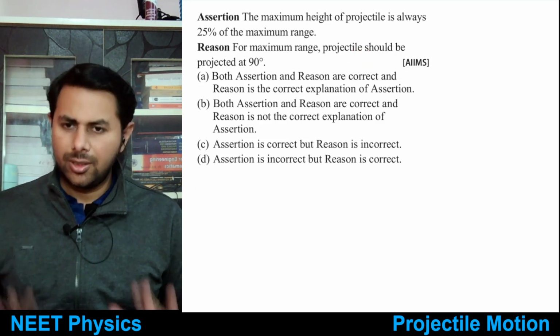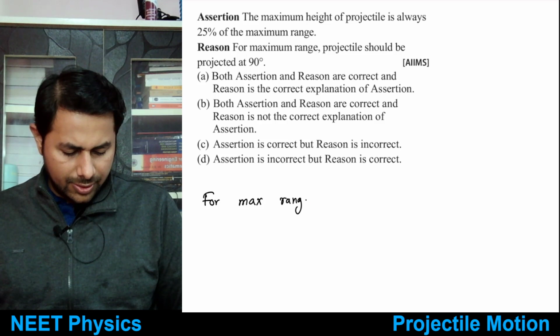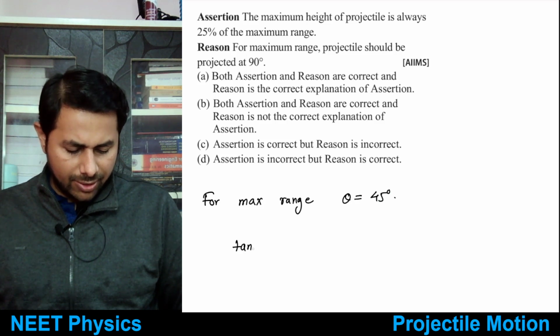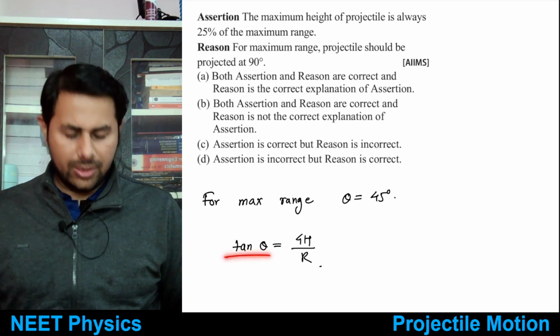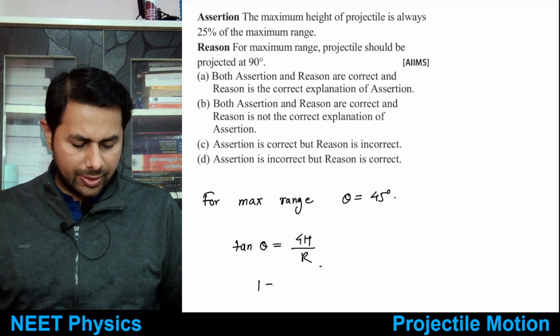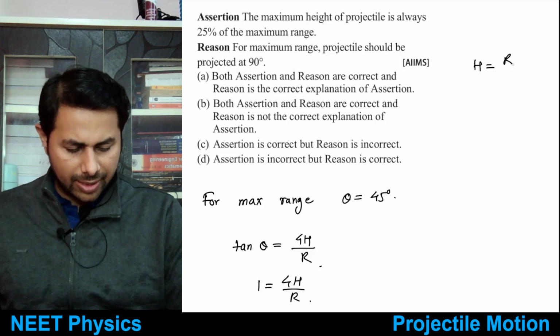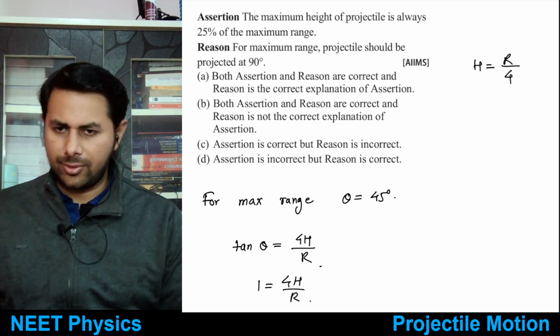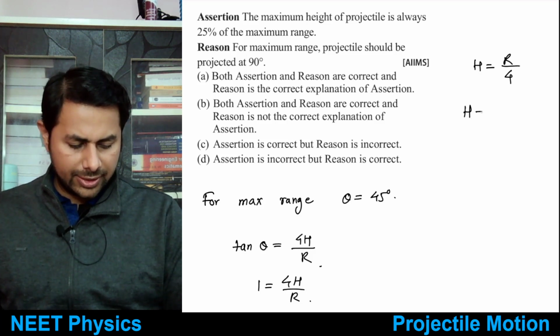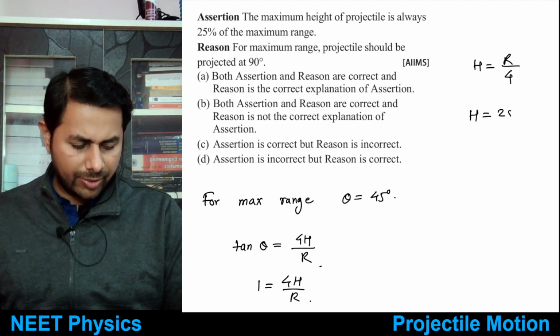So you know, for maximum range, theta is equal to what? 45 degrees. If we take that, then we know tan of theta is equal to 4h by r. And if you put that angle, then you get tan of 45 is 1, so 1 is equal to 4h by r. That means what is height? It will be r by 4. So for this case it is true that h is equal to r by 4, right? Means h is equal to 25% of r.